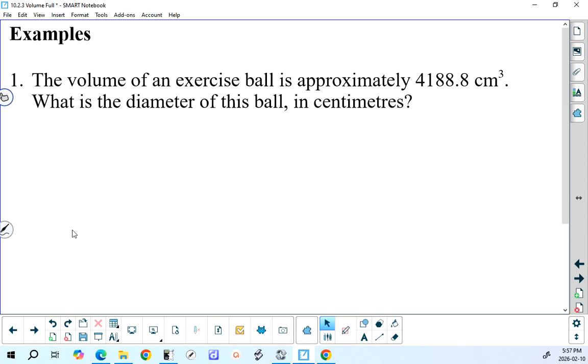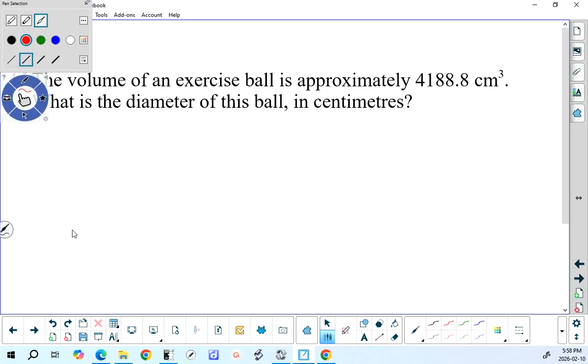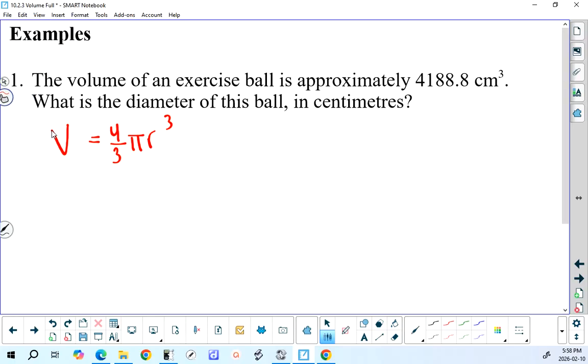The volume of an exercise ball is approximately 4,188.8 cubic centimeters. What's the diameter in centimeters? So clearly, we're going to be using the formula for the volume of a sphere. Even if you don't know what an exercise ball is, you know what a ball is. A ball is a sphere.